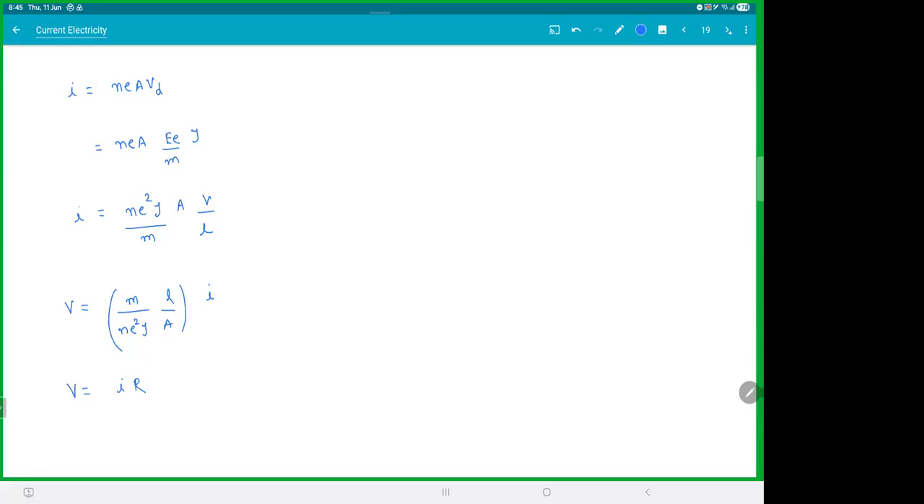Okay, so what is R? R is m by NE square tau, times L by A. So this quantity here is V is equal to IR, which was your Ohm's law actually, if you see. So the Ohm's law just didn't come out of thin air. We can actually derive it. And if you see this quantity, we defined rho as resistivity.